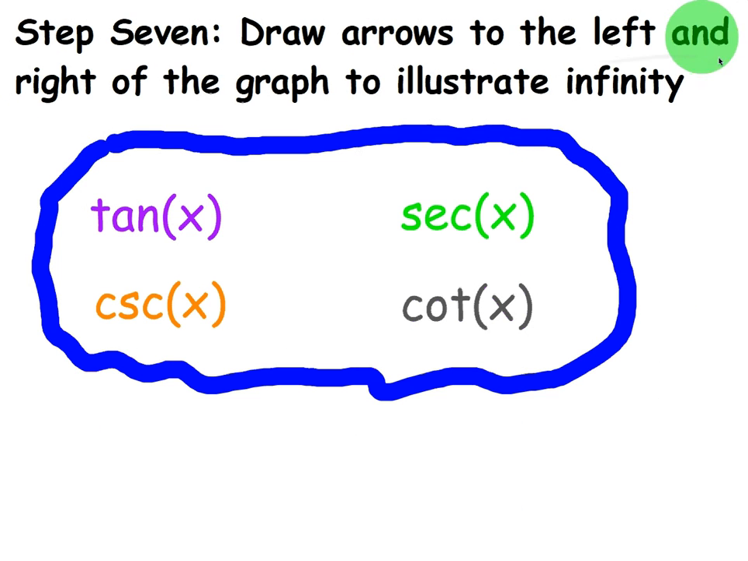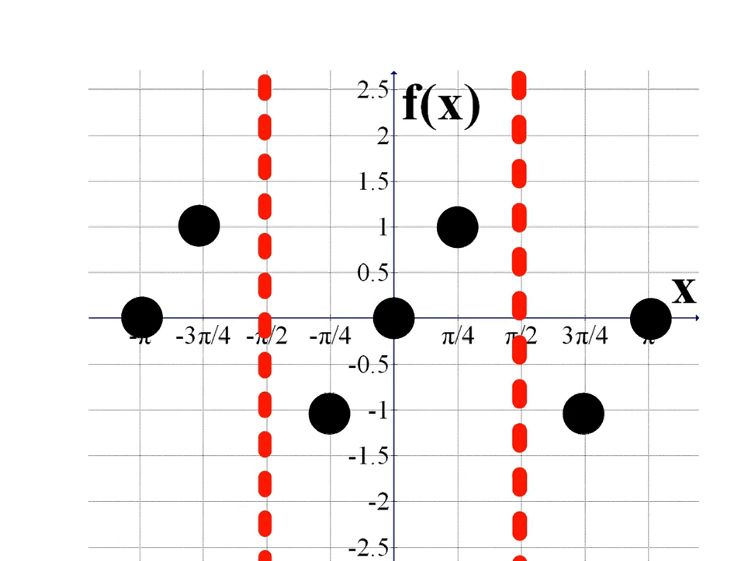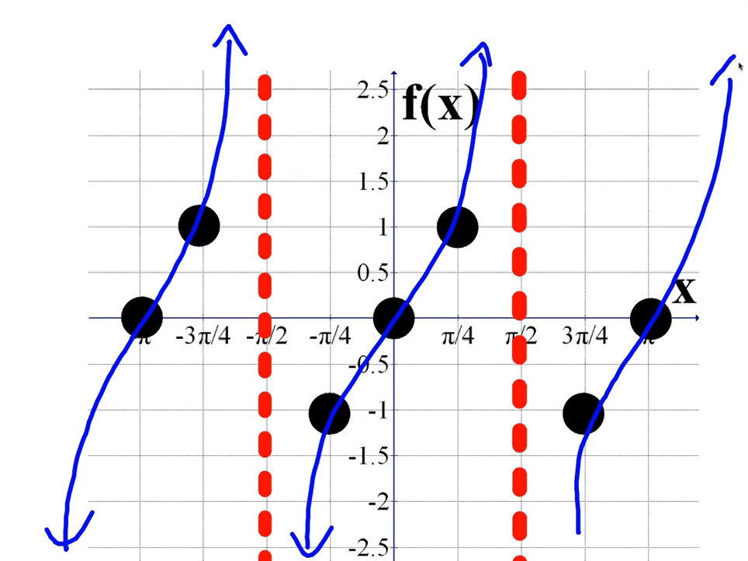Step 7 is to draw arrows to the left and right of the graph to illustrate infinity. So for tangent, cosecant, secant, and cotangent, they will have arrows and they will look like this. And we're going to go ahead and practice that right now. For step 7, let's go ahead and do that one more time. In fact, we don't really need to do this, but if I were you, I would do something like this. Draw an arrow. It's not very hard. In fact, I'm terrible at drawing, but I can at least make a sketch of a tangent graph.